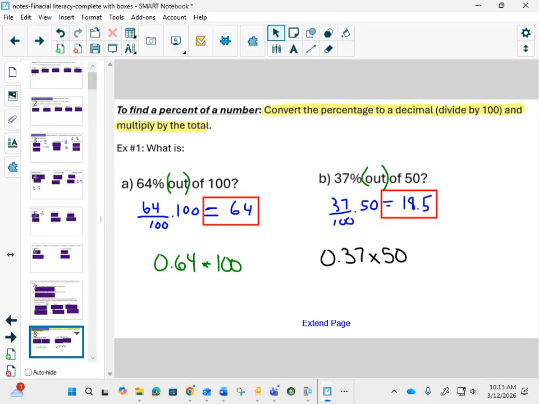You get 18.5. Definitely need your calculator for some of these. And you should always be bringing your own calculator so you know how to get used to it.